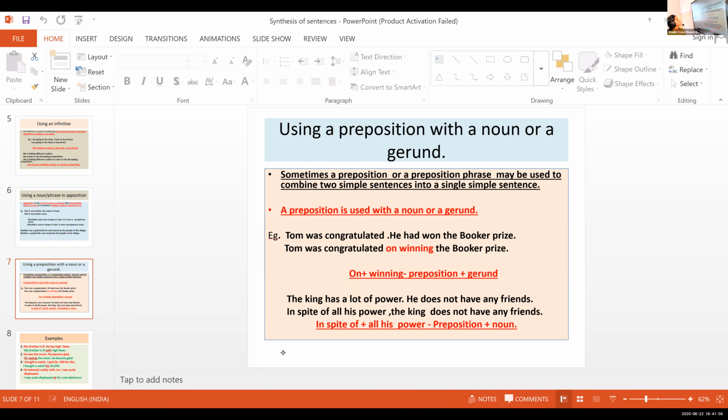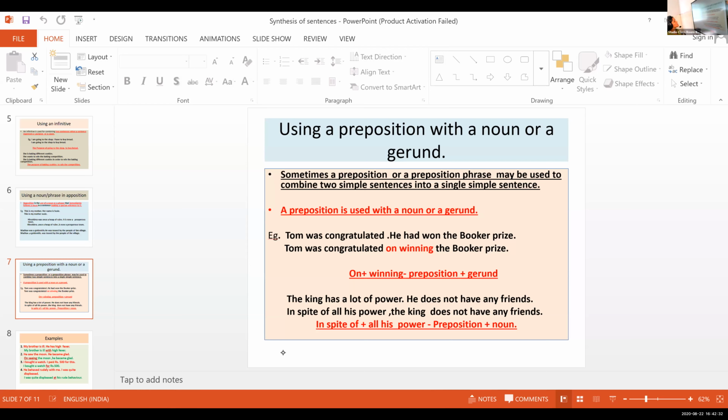Okay? So here, sometimes a preposition or a preposition phrase may be used to combine two simple sentences into a single simple sentence. See, a preposition is used with a noun or a gerund. We can use a preposition with a noun or a gerund to form another simple sentence. Example: Tom was congratulated. He had won the Booker Prize.